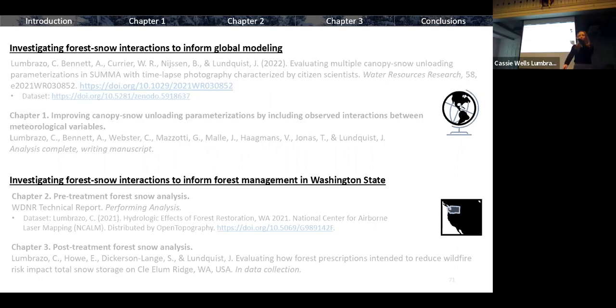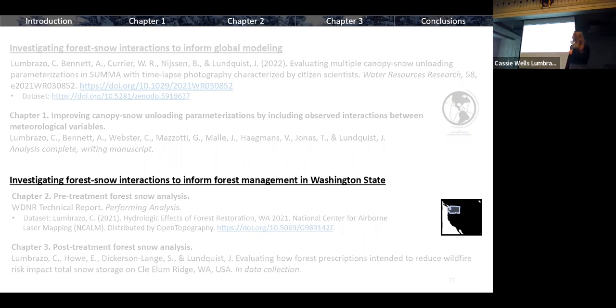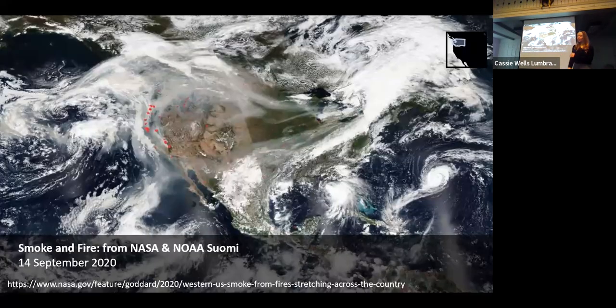And I want to switch perspectives now. I want to move to the perspective of investigating forest-snow interactions, but from the perspective of informing forest management in Washington State. Well, we can't think about forest management in Washington State without thinking about fires. So this is just an image of fires over North America. And you can see tons of smoke inundating the US.